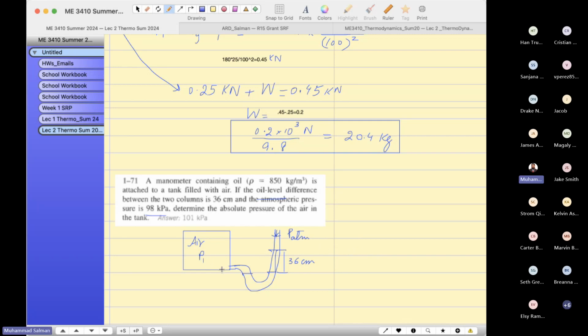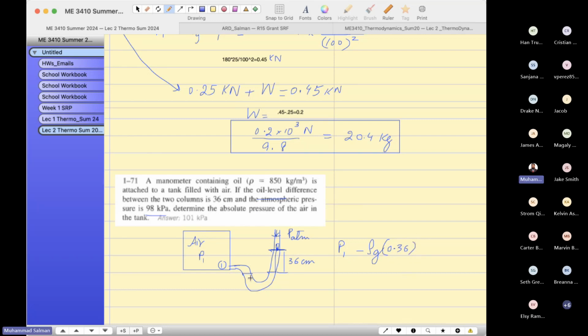Now if you start from here, location 1, and go over here, then I would say P1. Now you will help your professor. Should I add or subtract rho g h? The head is 36. Should I add or subtract the head to reach this point? Atmosphere. Rho g h, which is 36. Yes, you have to subtract it.